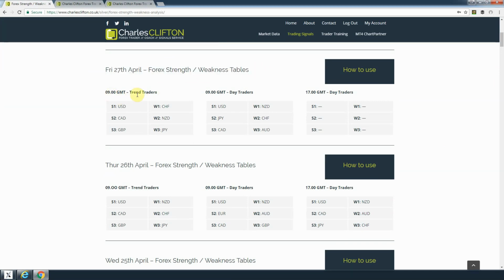You'll notice that we've got a trend trader table and we've got two day trader tables. The trend trader 9 o'clock in the morning, day trader 9 o'clock in the morning, and the day trader 5 o'clock in the afternoon. You'll notice here that the strongest currency on the trend trader table is the US dollar. You'll also notice that that is prevalent on the day trader table as well.